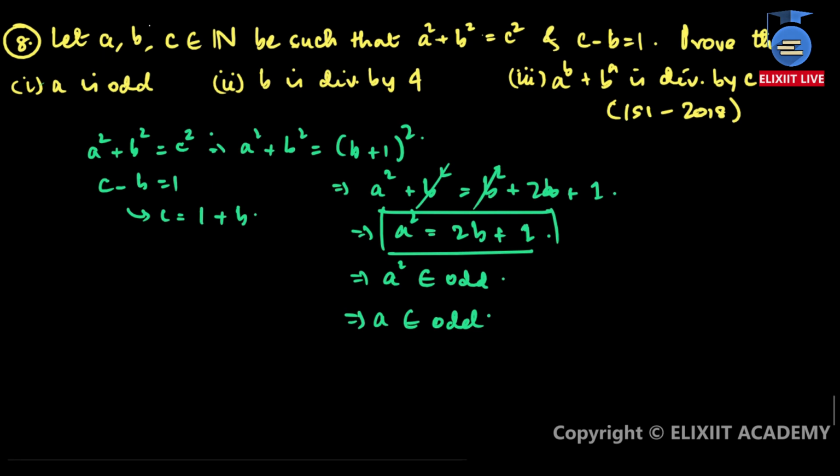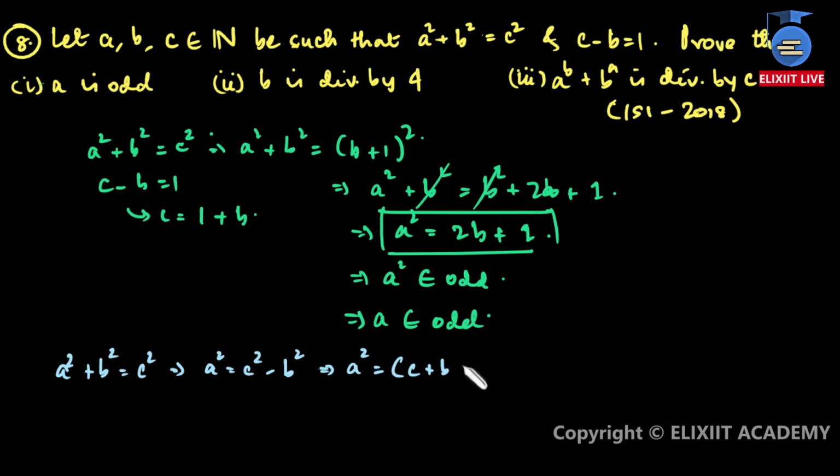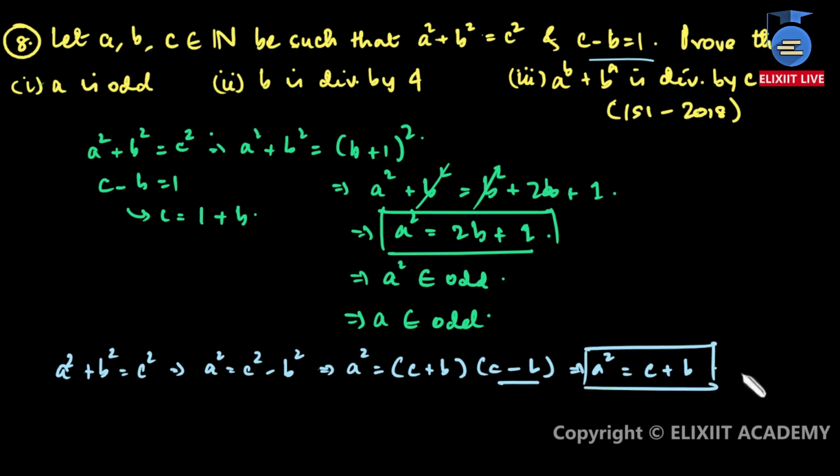Or you can also do it in this manner, in case you want. Regarding the first part only, you have this relation given: a square plus b square is equal to c square. You can rewrite what a square is. A square is c square minus b square, which is c plus b into c minus b. And c minus b is given to be 1, so a square is c plus b.